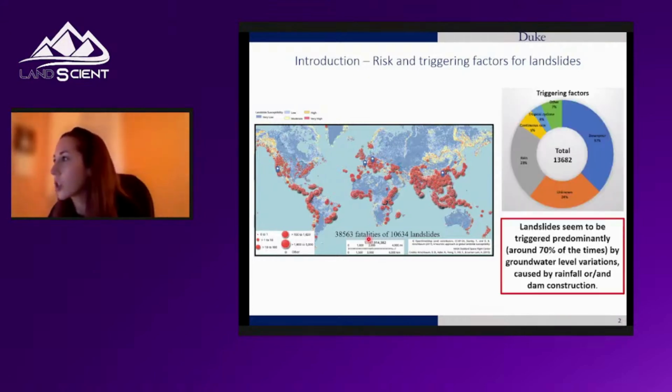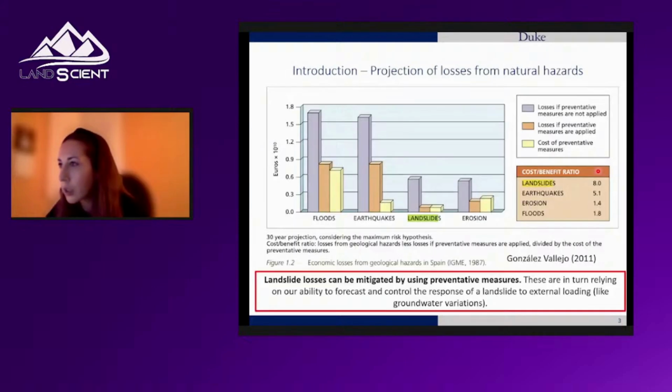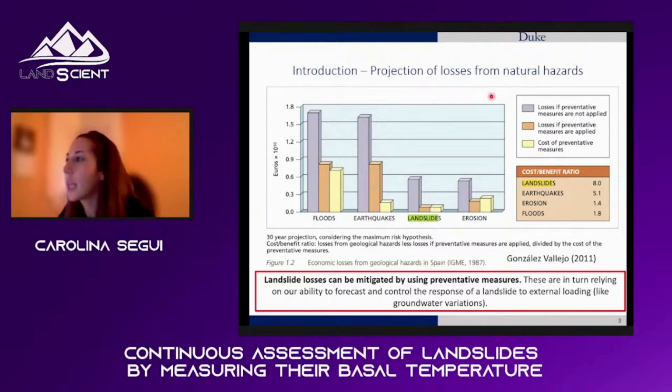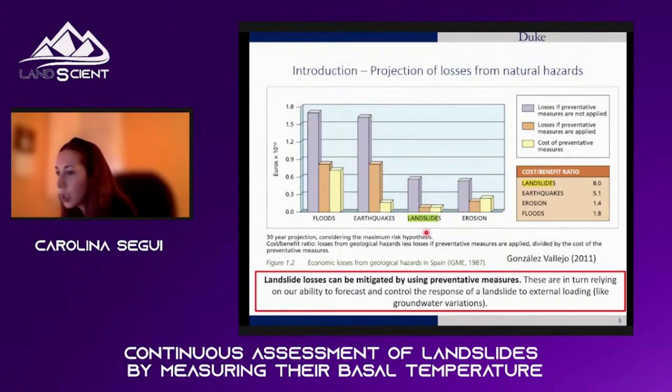So the main triggering factor of these landslides, mainly around 70%, is groundwater level variations due to rainfall or, for example, dam construction nearby. So this is another study, of the projection of losses from natural hazards, and what we get here is that landslides are actually the ones that can be mitigated if we use preventive measures. So these rely on our ability to forecast and control the response of the landslide to the external loading, as I said before, these groundwater variations.